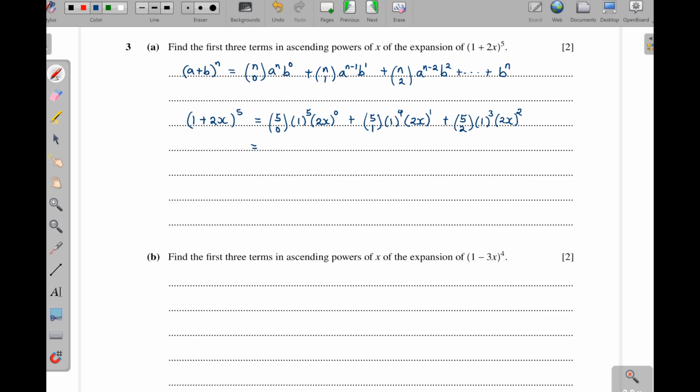Then 1 to the power of 5, of course, is 1. So here we are getting a 1. And then here we have 5 times 1, then times 2x. And then 5 combination 2 is 5 times 4, which is 20, divided by 2, that will be 10.